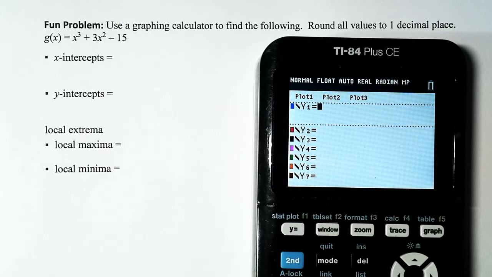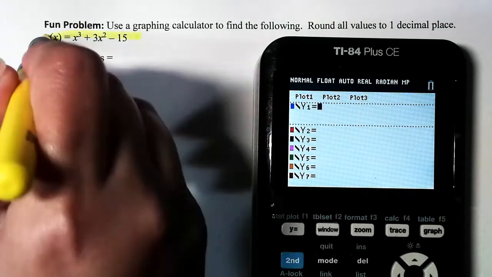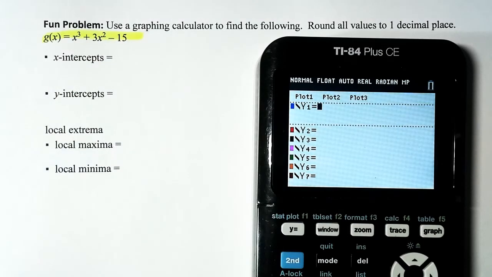So the directions, it's always nice to read the directions. It says use your graphing calculator to find the following, round all values to one decimal place. So we are given a function which reads g of x equals x cubed plus 3x squared minus 15, and we are asked to find 4 items. So 1, the x-intercepts, 2, y-intercepts, 3, local max, and then 4, local min.